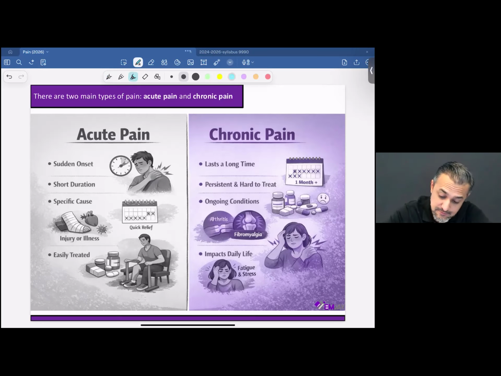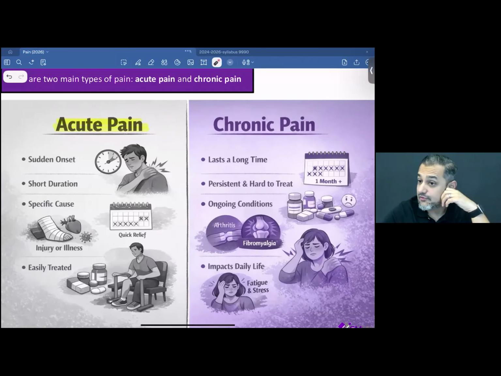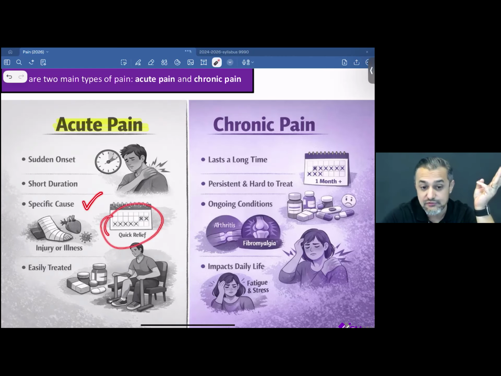And as we talk about acute pain, this example that I was just giving you of you bumping your foot into something in the kitchen, this is an example of an acute pain because this has a sudden onset, because this has a short duration, because there's a specific cause to it, and you get relief pretty soon and relatively sooner as compared to chronic pain. And this is easily treated.